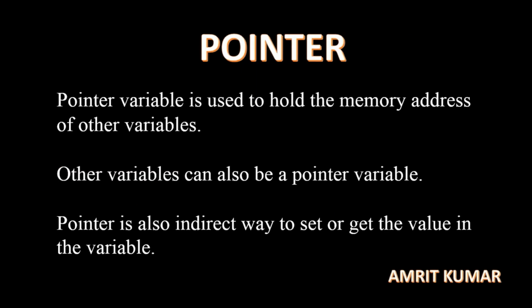The concept says that a pointer variable is used to hold the memory address of another variable, and the other variable can also be a pointer variable. It is also an indirect way to set or get the value in the variable. So what we have observed is that when we use the asterisk the first time, it holds the address of a variable, and when we use the asterisk the second time, it defines the value of that variable.